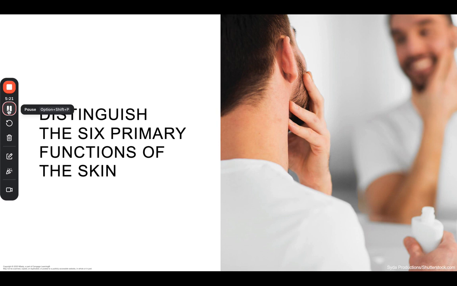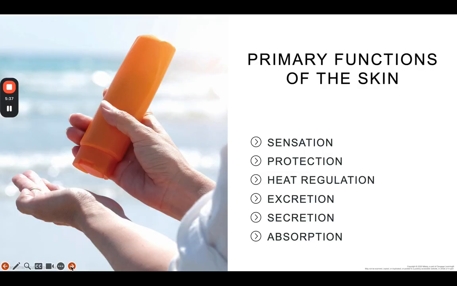Skin does all of this while being flexible enough for the body to engage in motion while maintaining a healthy exterior to allow us to look good and feel comfortable. For these reasons, there are 6 primary functions of the skin. Those 6 functions include sensation, protection, heat regulation, excretion, secretion, and absorption. Let's break them all down.